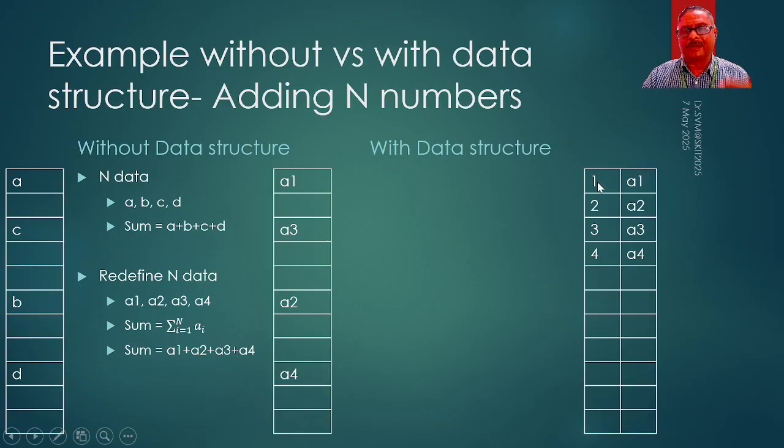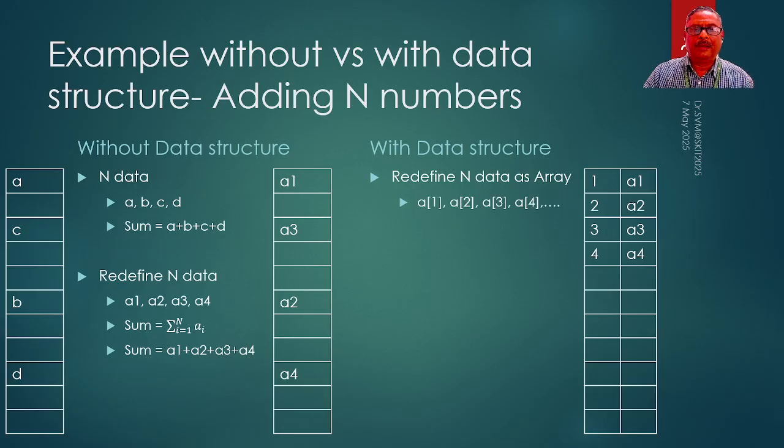So I know the location number, so that is what I call index. And if I know this, then I redefine this as an array. Array means they are stored in a contiguous memory. Now I can say this whole thing, if I call it A, then now I can start saying the first element of A, second element of A, third element of A, fourth element of A.